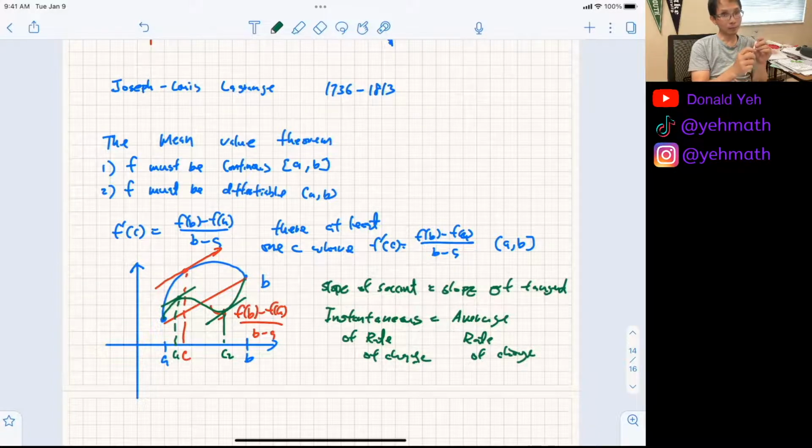Why do you say this one, secant equals slope? Okay, so this is called a secant line of the graph. So imagine there's a graph. There's a secant between two points where the tangent is equal to that.